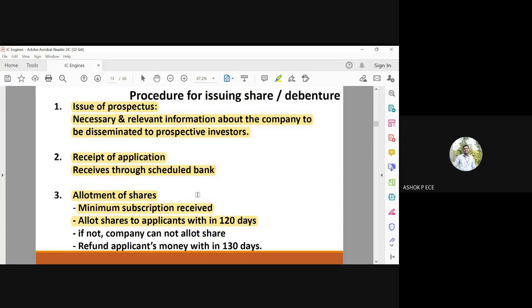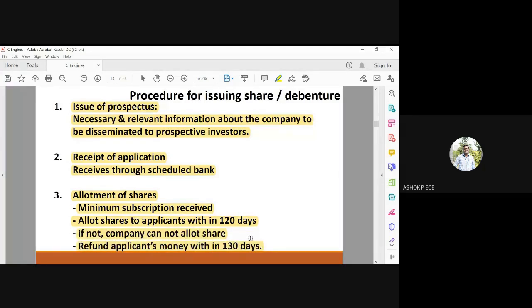If the applicant is wanting 100 shares, you can take the money from the applicant and you can allot 100 shares to the applicant. If not, the company cannot allot share. So if the minimum subscription is not received, you cannot allot the share, and you have to refund the applicant's money within 130 days.